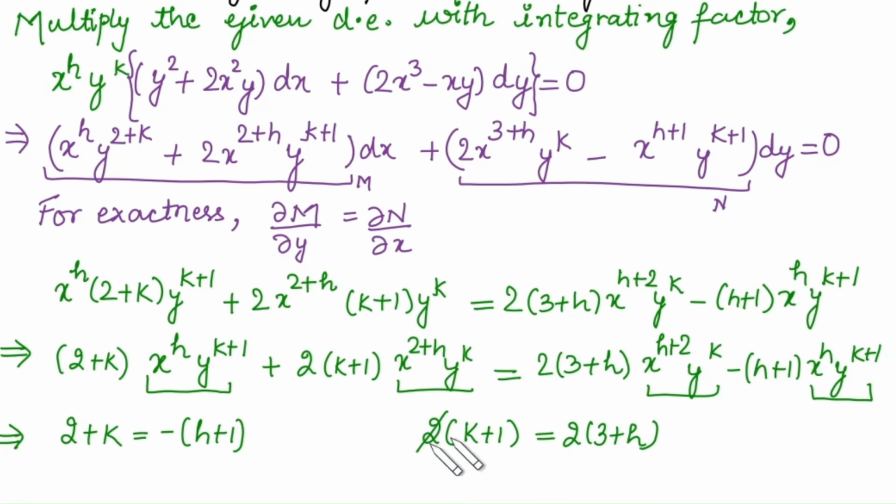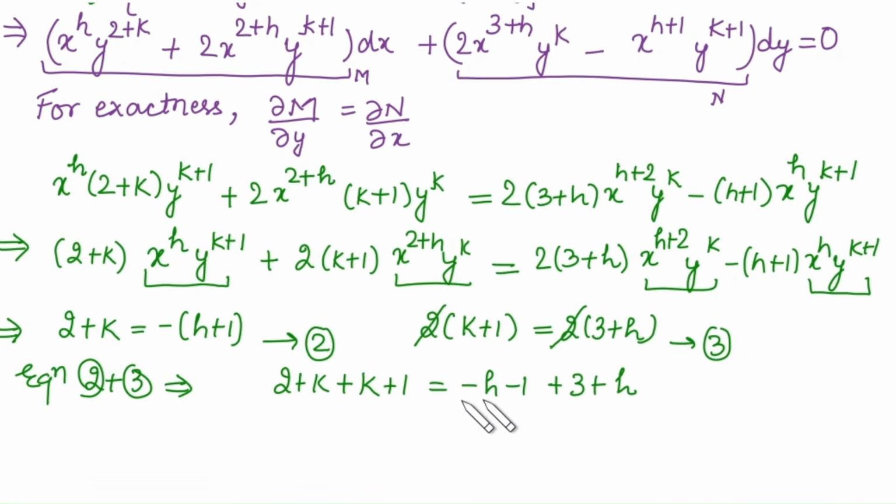More simplify this, 2 gets cancelled with the 2. So now observe, if I add these two, equation 1 is added with equation 3. This results in this form: left side added with the left one and the right with the right, and here minus h minus 1 plus 3 plus h. So this h gets cancelled with h.